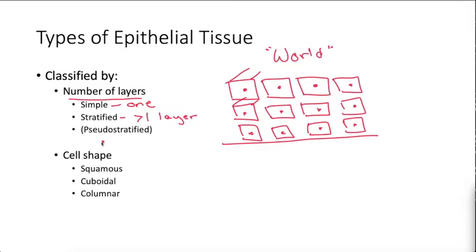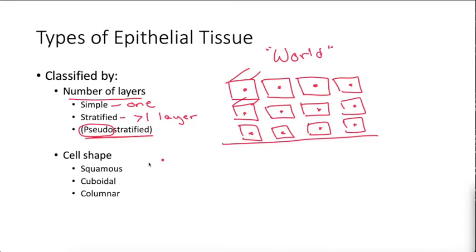Okay, then you have something called pseudostratified. We'll look at that later when we actually get to that specific tissue. I'll just tell you, pseudo means like fake, not the real thing. This particular tissue looks like it has multiple layers, but it doesn't. That'll make more sense once we actually get to it. I assure you, we will get to it.